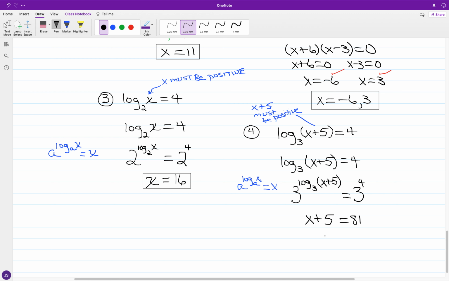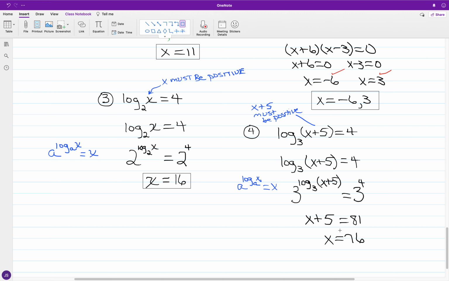And if x plus 5 is equal to 81, well, we're going to have that x is equal to 76. And 76 plus 5 is 81. And guess what? 81 is 3 to the 4th. And like your base 3 logarithm of 3 to the 4th, that is equal to 4. So that would check out upon examination.